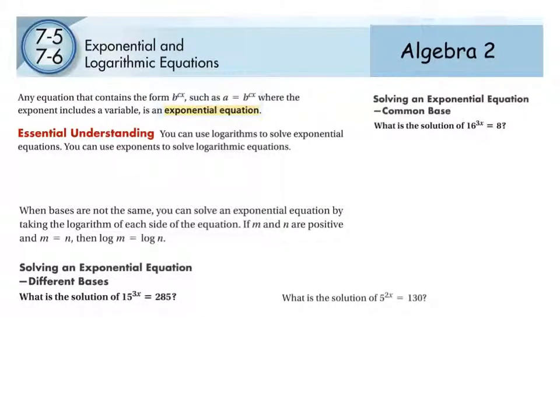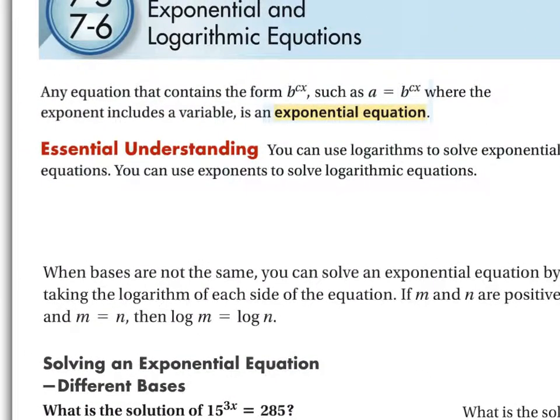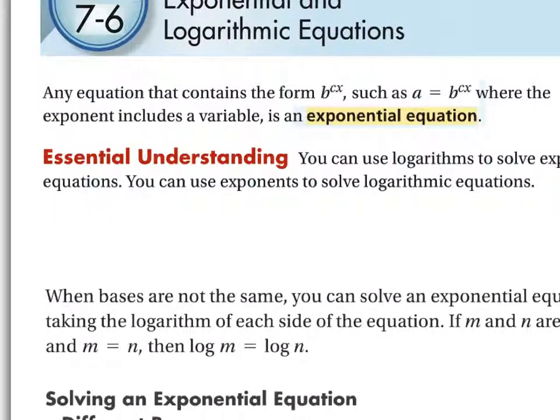So in section 7.5, we first need to remind ourselves what an exponential equation is. We have seen exponential functions. We haven't yet solved them, but we graphed them. So any equation that contains the form b raised to the cx power, such as a equals b raised to the cx power, the key thing is that the exponent includes a variable. Okay? If the variable is up in the exponent, that makes it an exponential equation.